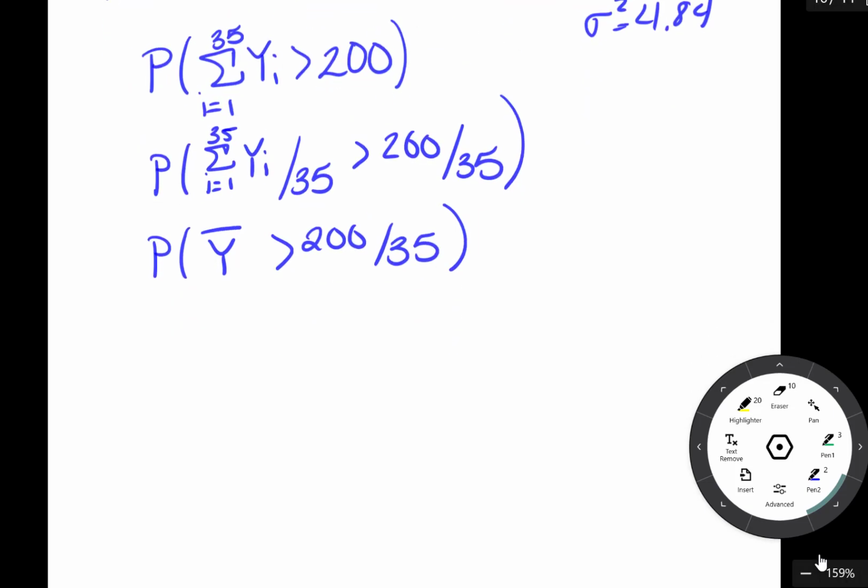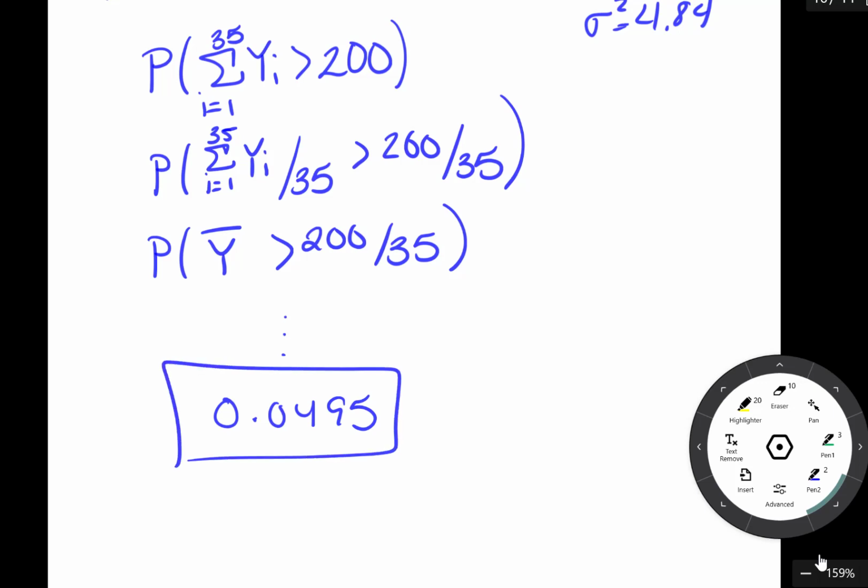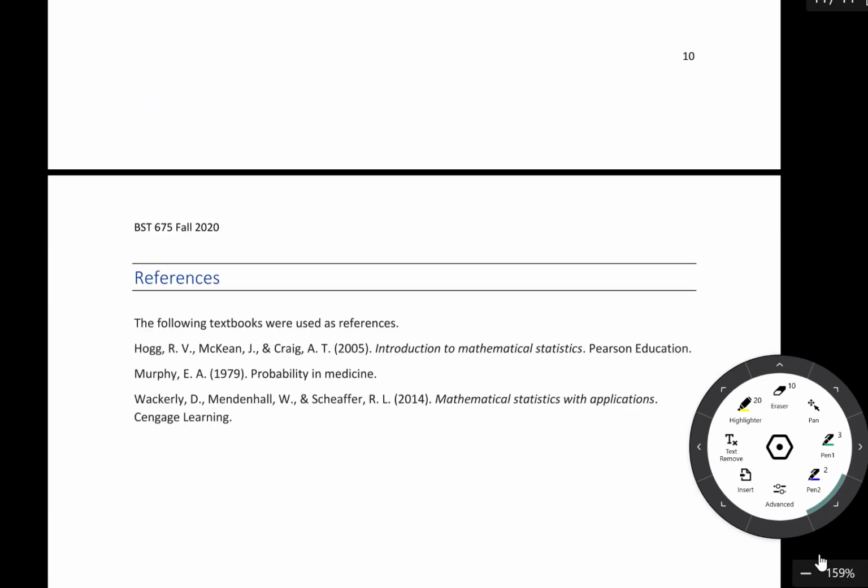And so I'm going to leave you to try this on your own because, like I said, it's just like the previous problem. And I believe you should get a probability equal to 0.0495. If you don't get that answer, or you'd like to see the work for that answer, please let me know, and I'll be more than happy to look at that with you. But this is going to conclude this note set.